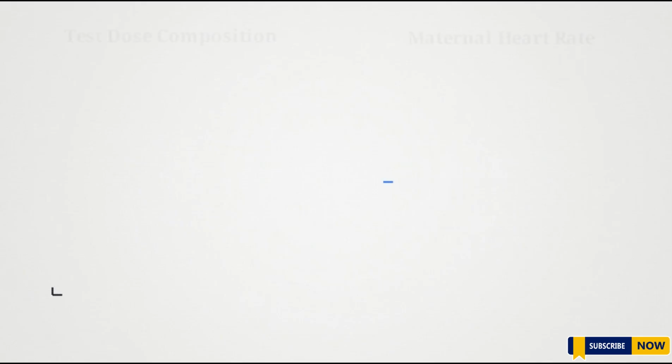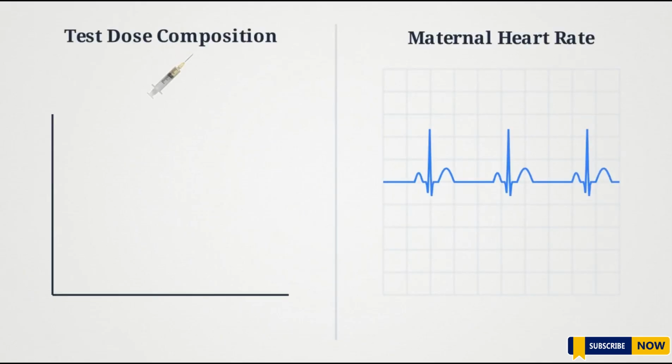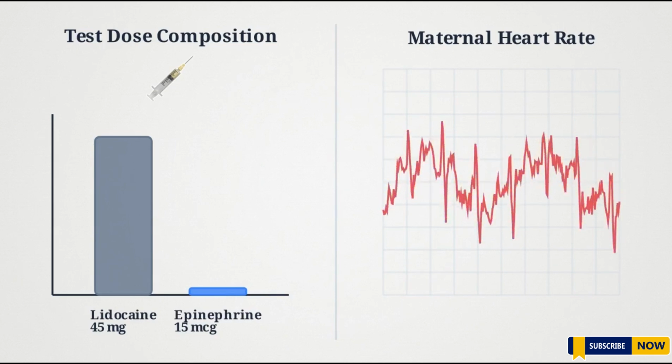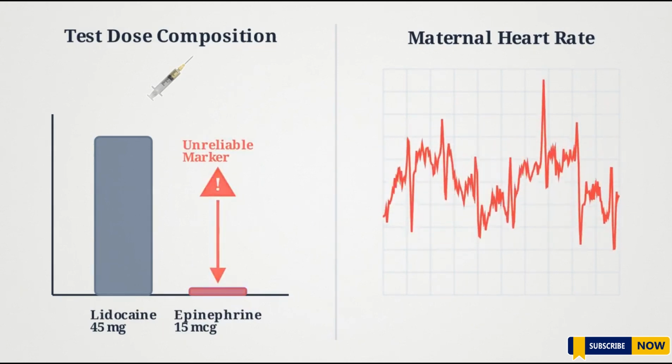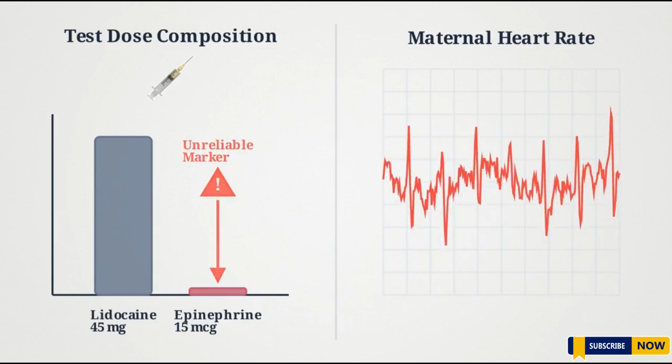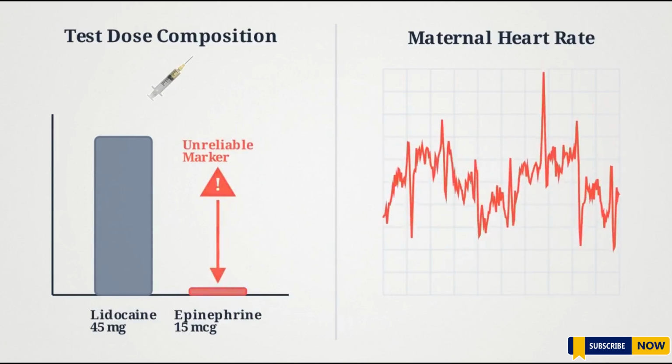contractions. This illustrates the breakdown of a standard epidural test dose: 45 milligrams of lidocaine combined with 15 micrograms of epinephrine. Epinephrine is highly unreliable as a test marker here. Labor induces extreme heart rate variability, rendering the data erratic.